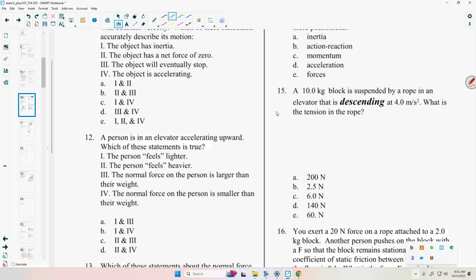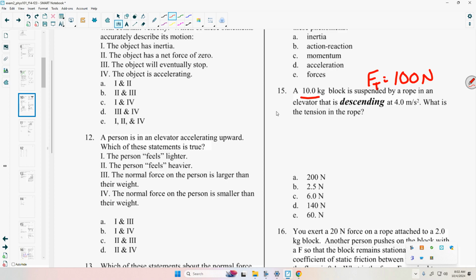It'll be some object of mass in an elevator that's either descending, ascending, or traveling at a constant velocity. If it's traveling at a constant velocity, it's easy. The tension in the rope is just equal to the weight. Right, so if it was constant velocity, the tension in the rope would be equal to 10 times 10 or 100 newtons. That's not the case here, though. It's descending. So is the tension going to be more or less than 100 newtons? If it's descending, is the tension going to be more or less than the weight of the object?